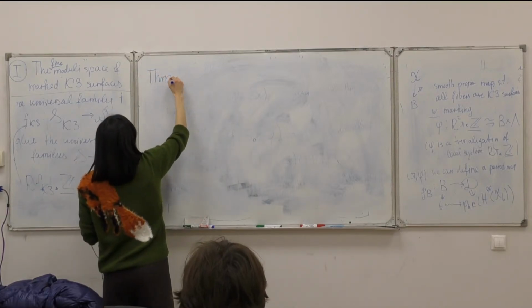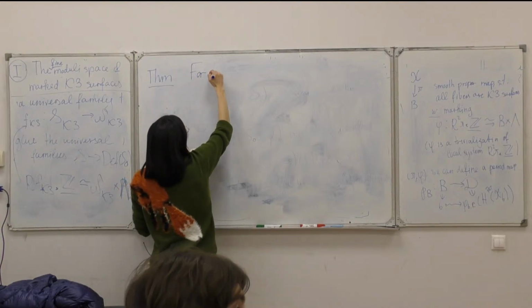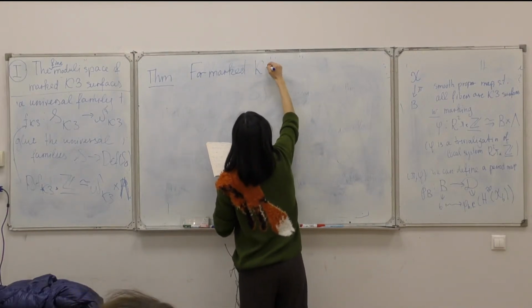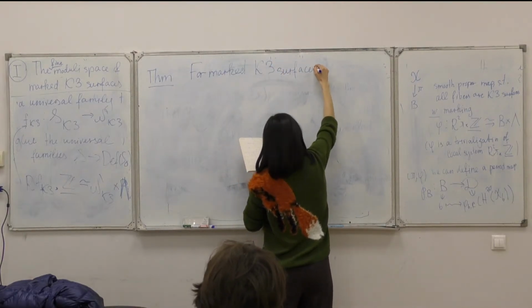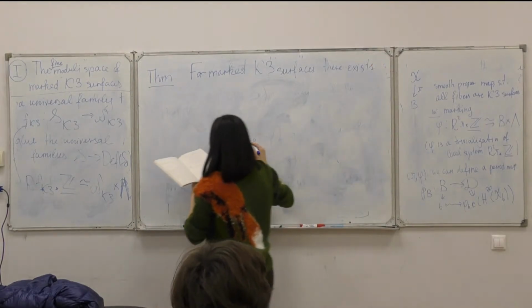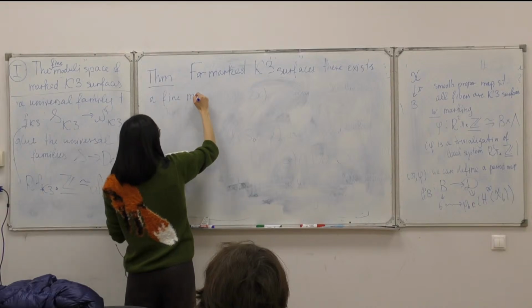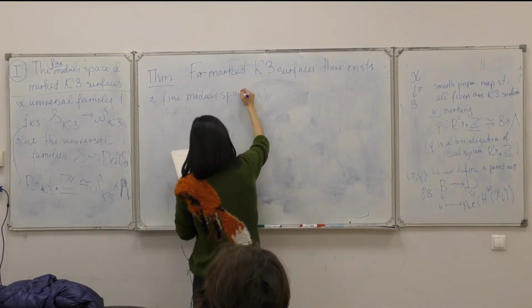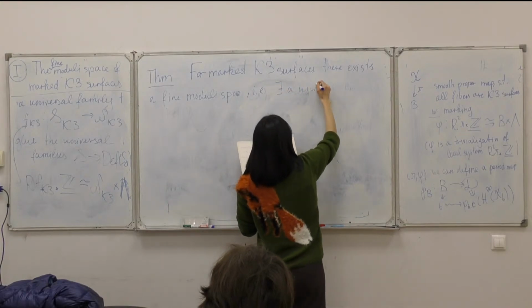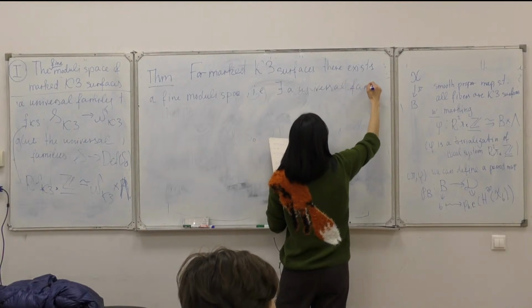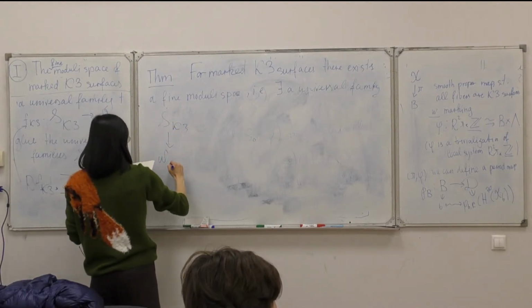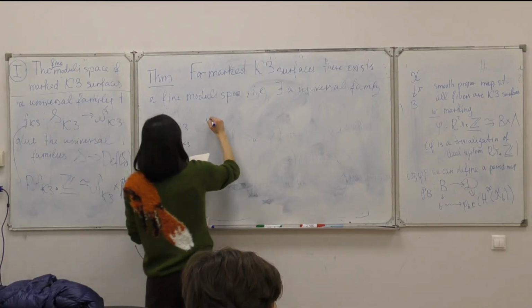Theorem. For merged K3 surfaces, there exists a fine moduli space, so there exists a universal family K3 to N3 with trivialization.